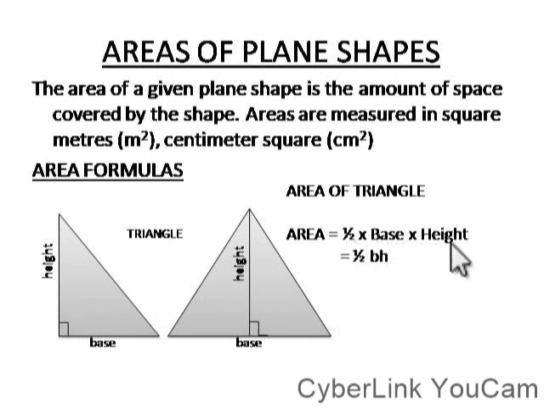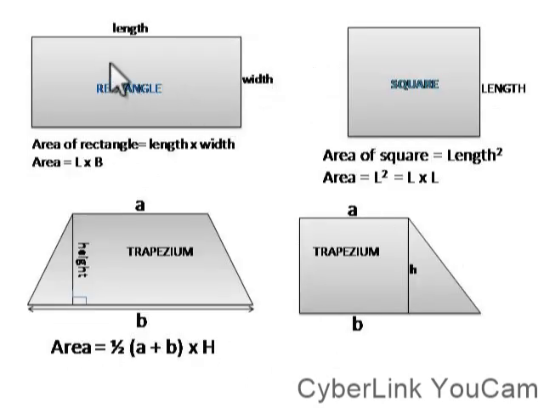Let's look at some other formulas. Then for that of a rectangle, the formula for finding the area of a rectangle is length times width. We are all familiar with this one, length times width. Then the formula for calculating the area of a square is length squared. That's length squared, which means length times length.